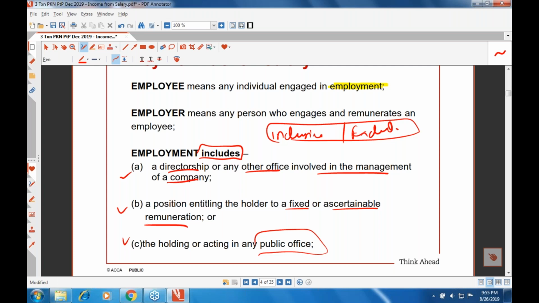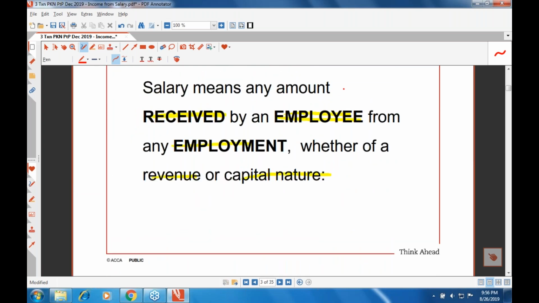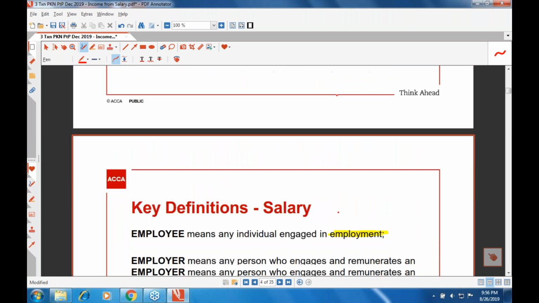Well, self-employment cannot be considered as employment. Self-employment is business. If you are self-employed, it's a business. You cannot claim your salary as an expense unless you are a company. Okay, so we have discussed two of the definitions: one of them is the employee and the other is employment.